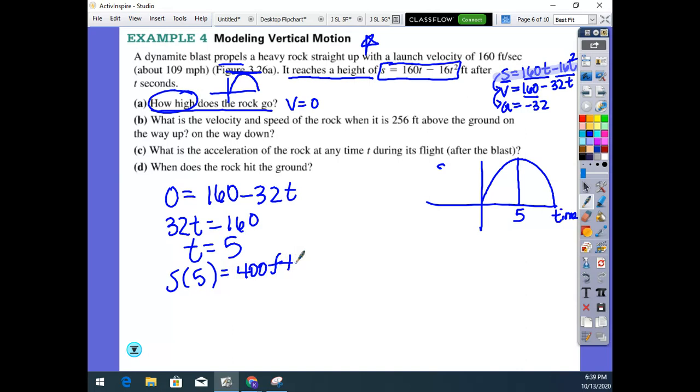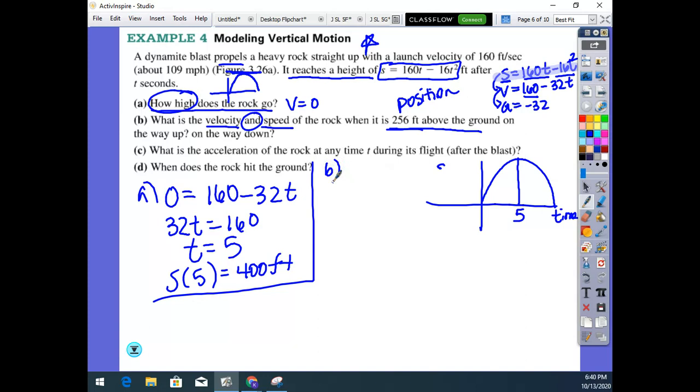Now, letter B. What is the velocity and speed when the rock is 256 feet above the ground? What number is this representing? This is representing position, which is s. Okay, so this is A. For letter B, when is my position equal to 256 feet?